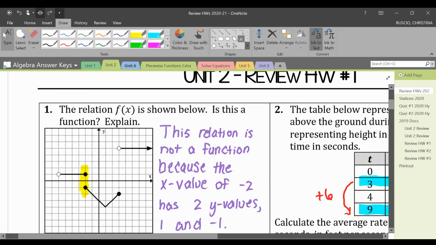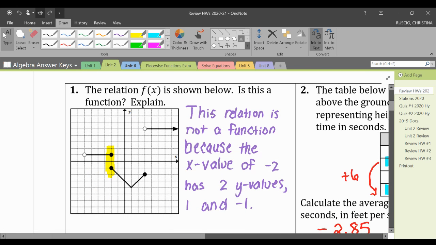Let's first take a look at question number 1. Number 1 is asking us, is this a function? And we need to explain. In order to describe if something is a function or not, you need to use a definition. A function means every x value has only one y value.